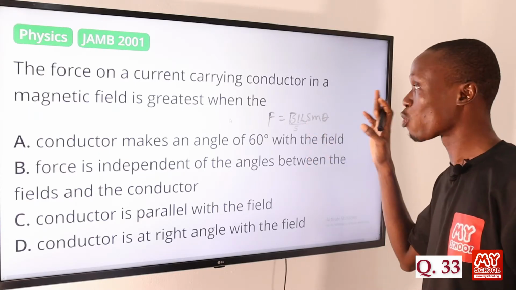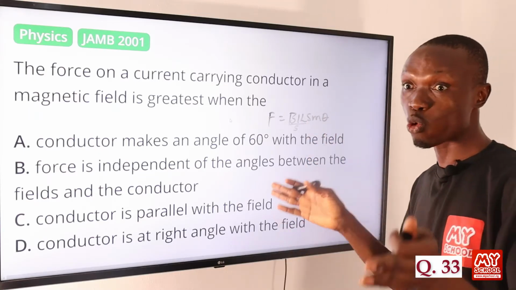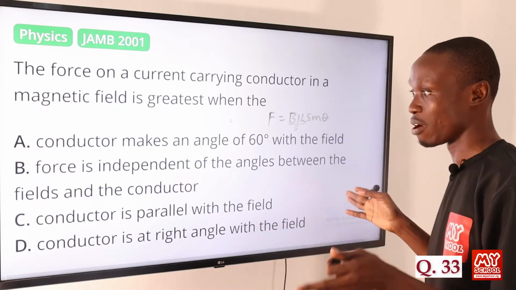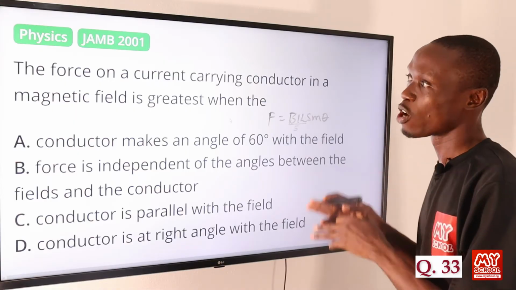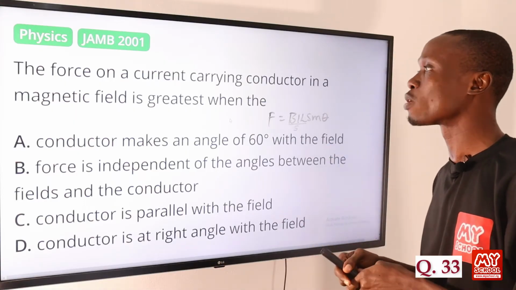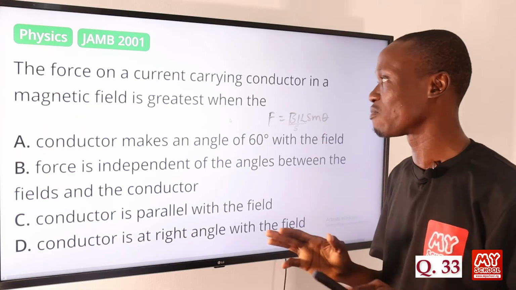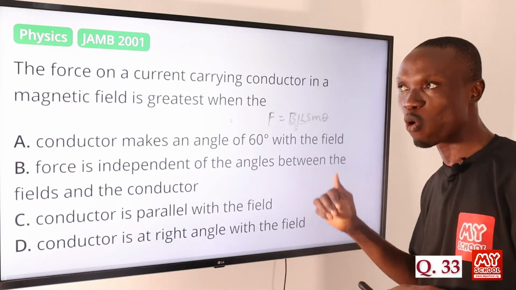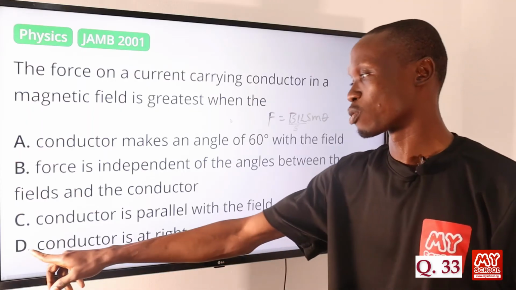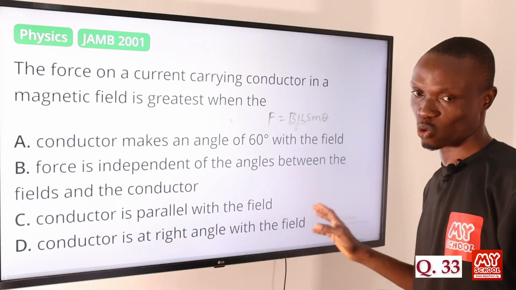Now remember that an angle of 90 degrees simply means that two lines are perpendicular to each other, right? So in this case, the conductor is at right angle to the field. So we can conclude that the force on a current carrying conductor in a magnetic field is greatest when the conductor is at right angle with the field. Okay, so that makes option D the correct answer to this question.